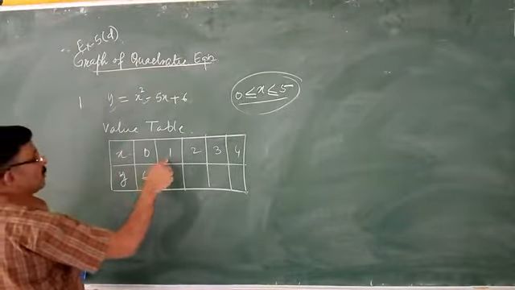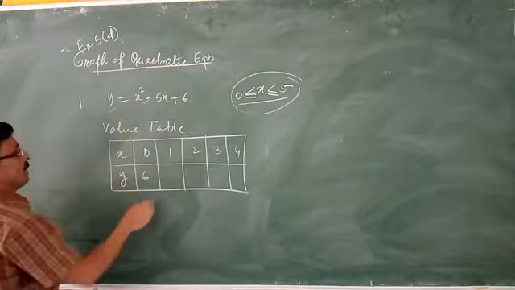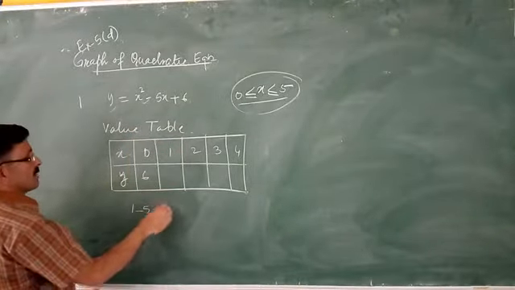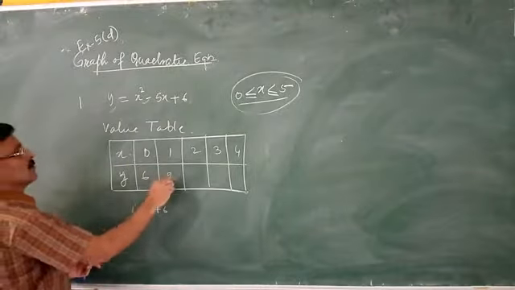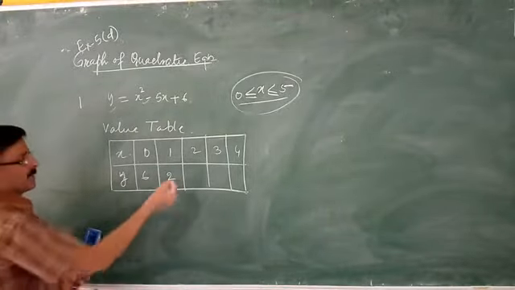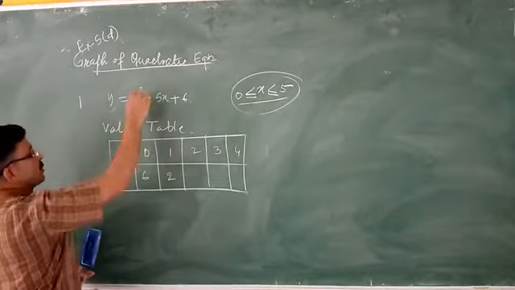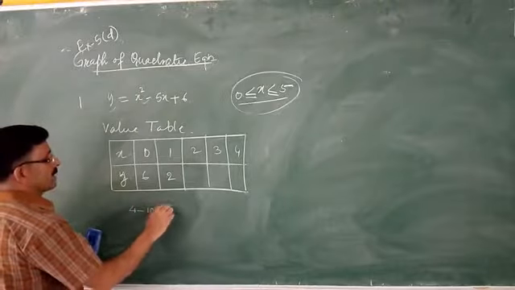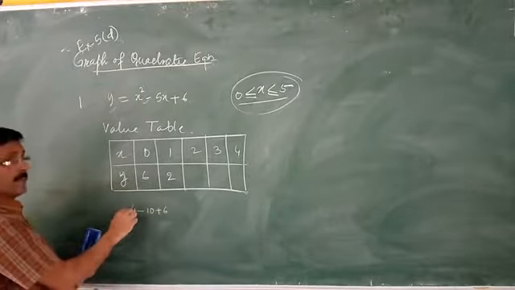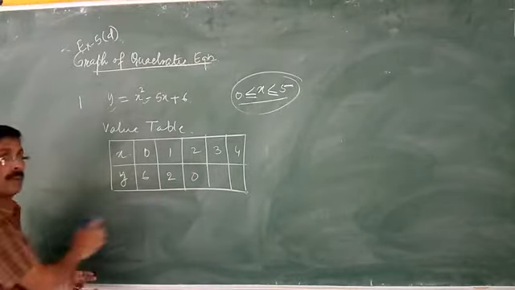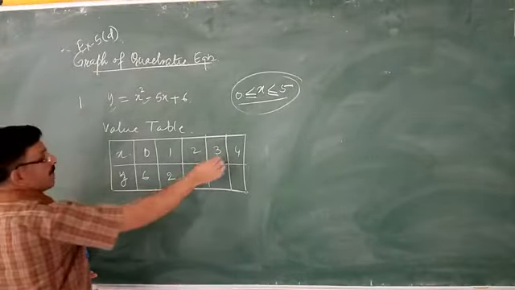Next value of x is 1. So 1 square means 1. 1 5 is 5, minus 5 and then plus 6. So 6 plus 1 is 7, minus 5 is 2. Is this okay? Calculation is also very simple if the numbers are small. Next number is 2. So 2 square means 4, minus 5 twos are 10, and then plus 6. So 6 plus 4 is 10, minus 10 is equal to 0.